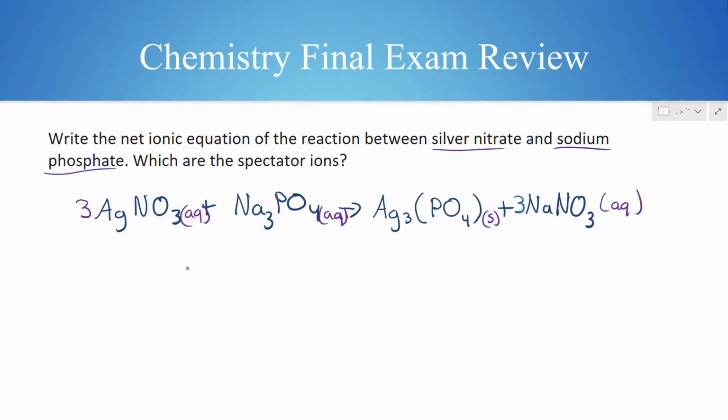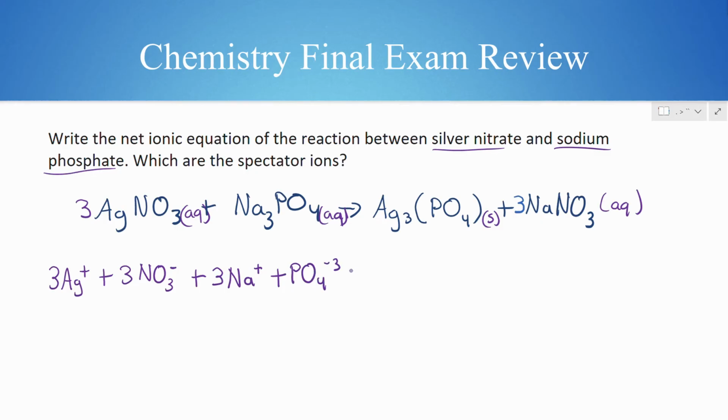Now we have this part, we're going to write the complete ionic equation, which means that the ones that are soluble, meaning the ones with the AQ next to them, are going to be broken up into ions. And the solid is just going to stay as its compound. So no breaking it up into ions. So for this first one, we have 3 silvers, each with a +1 charge. We are going to add that to 3 nitrates, each with a -1 charge. Going on to the next soluble compound, we have sodium phosphate, which breaks up into 3 sodium ions with a +1 charge each, added to 1 phosphate ion with a -3 charge.